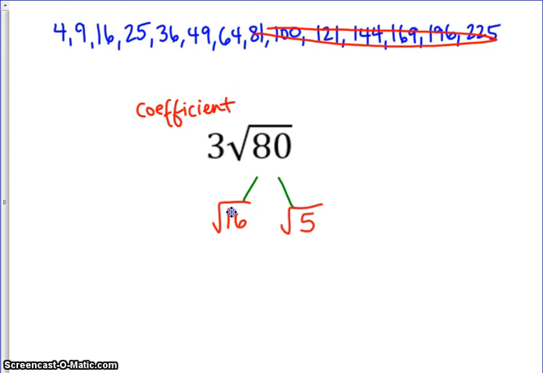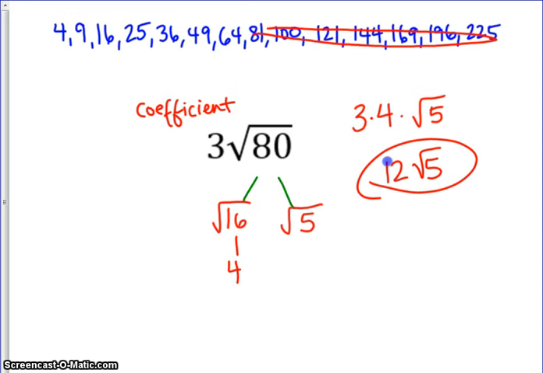So the square root of 16 is 4. So what we have here, we can't forget our 3, is we have a coefficient of a 3 times 4 times the square root of 5. So this simplifies to 12 square root of 5, and that is your final answer. A lot of times people will make the mistake of forgetting about their coefficient. That is going to be the biggest mistake that people make. So keep that in mind as you're working on the problems.